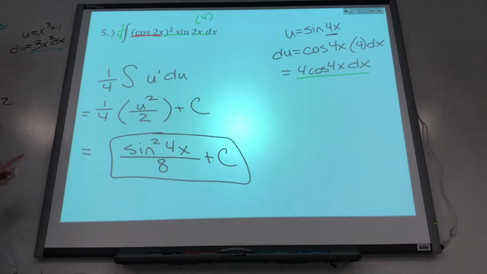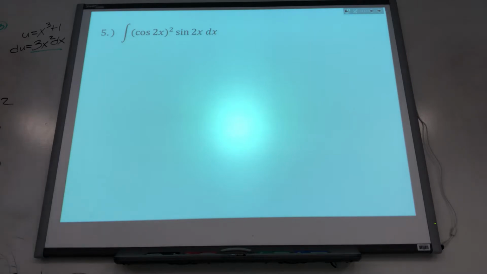Okie doke. Now, I think I've got 2 more here, yes. So hang with me. This is number 5. I'm integrating the entire cosine of 2x squared times sine of 2x.